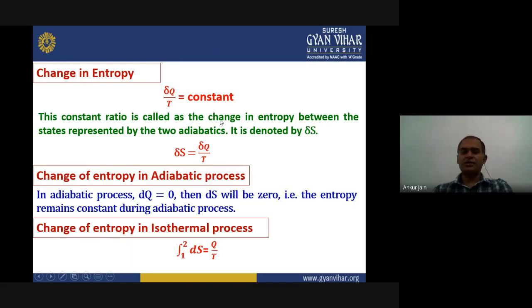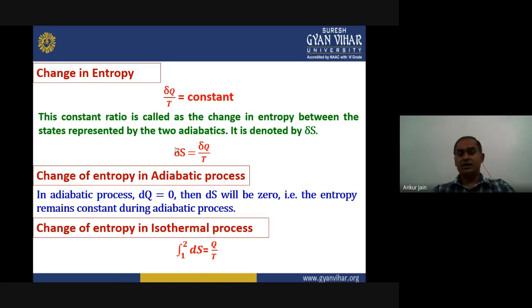The second important point is the change of entropy for any adiabatic process. What is that? In an adiabatic process, since heat is not allowed to exchange between the surroundings and the system, dQ will be 0. And if dQ is 0, from the definition of entropy, delta S equals 0. That means the entropy remains constant during an adiabatic process.